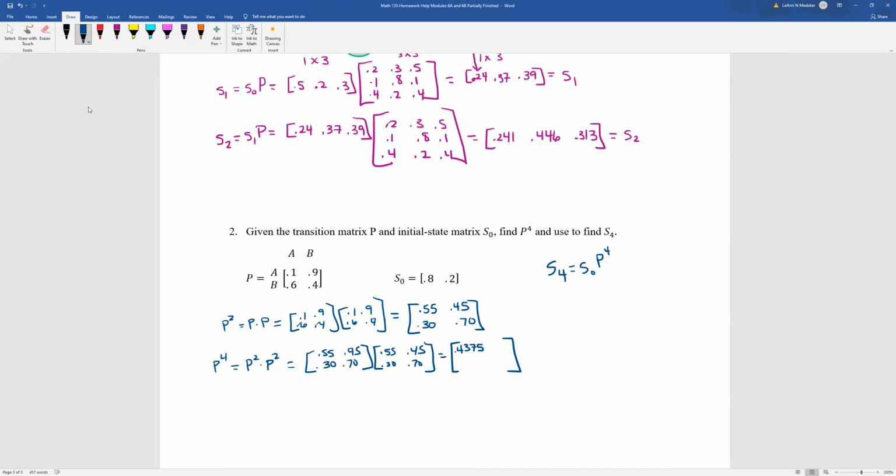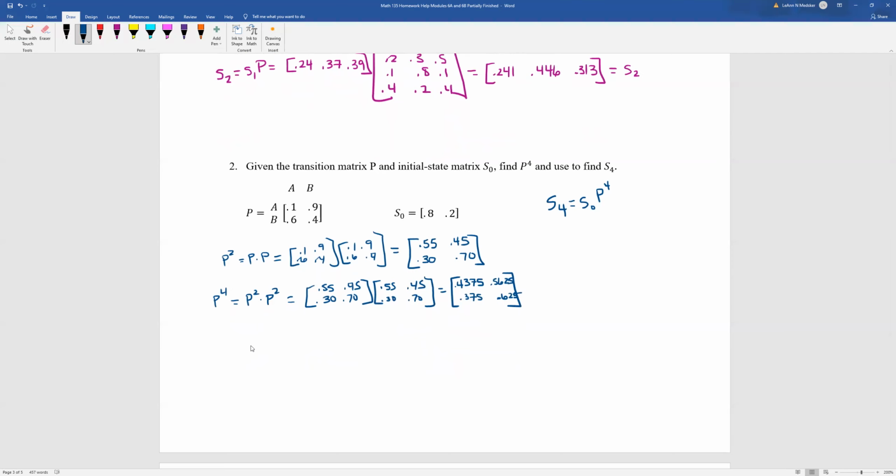So then when I do row 1 times column 1, I get 0.4375, which means if I subtract from 1, I get 0.5625 as the second part of that row. And then row 2 times column 1 will give me the first entry down here, which is 0.375. And then subtract from 1, and I get 0.625. Okay, because these are probabilities, the rows have to add up to 1. All right, and then that's just getting P4. So we found P4. Now we want to find S4.